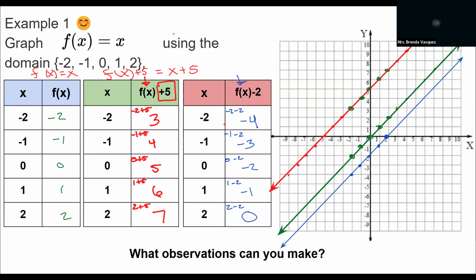Now, my next step is to write my new function. It was f of x. What happened this time? I was subtracting 2. So what is my function now? X is going to be minus what? -2.